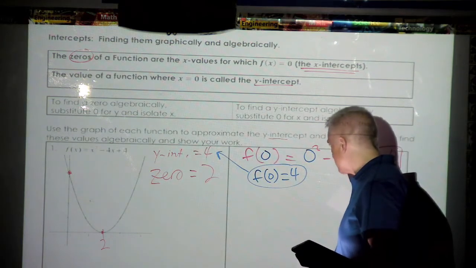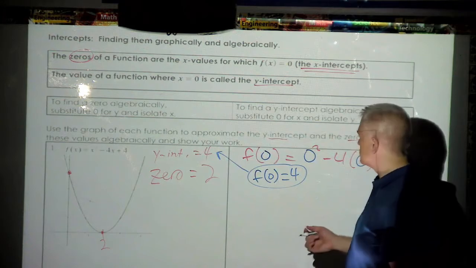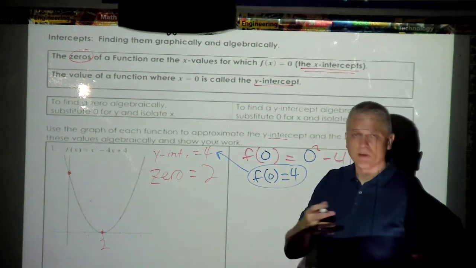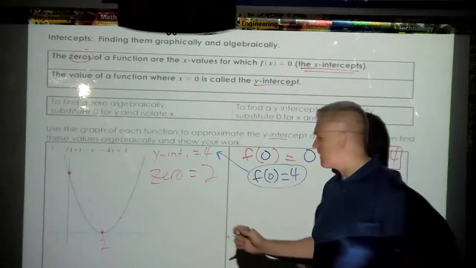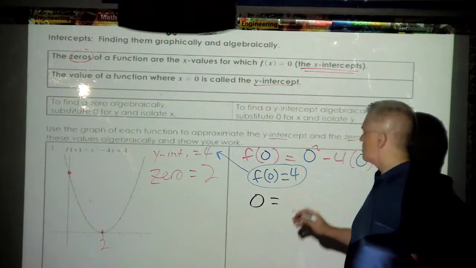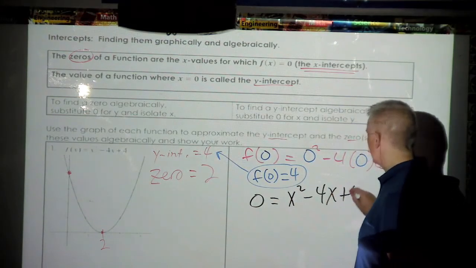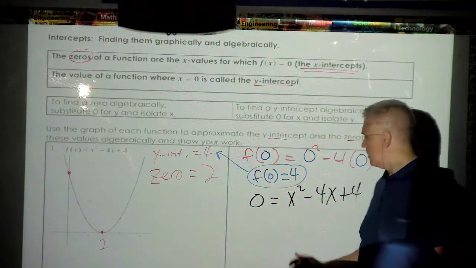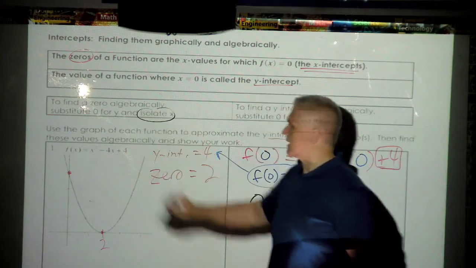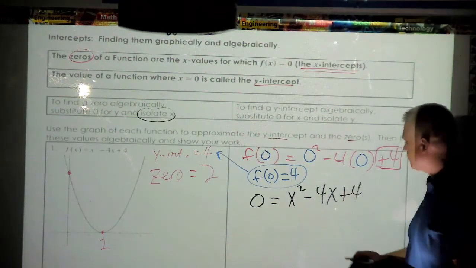Now for the more fun one, the x-intercept. For the x-intercept, we're going to substitute 0 for y. Remember, instead of y, we're saying f of x. So instead of f of x, we put a 0, because that is what y was. So 0 equals x squared minus 4x plus 4. Cool. Well, we've got to solve this for x. We've substituted 0 in for the y, or f of x, and now we've got to isolate x.